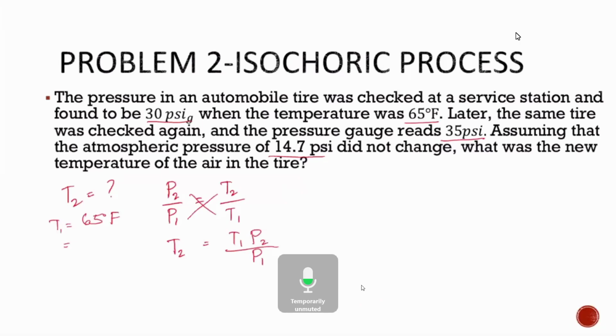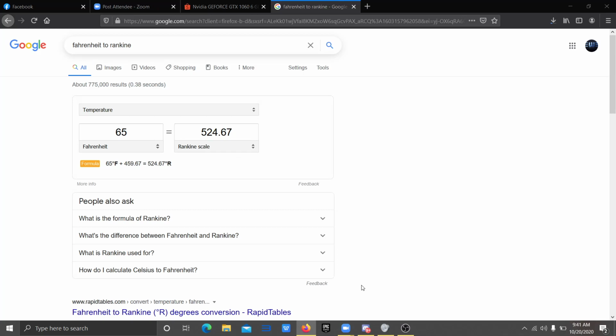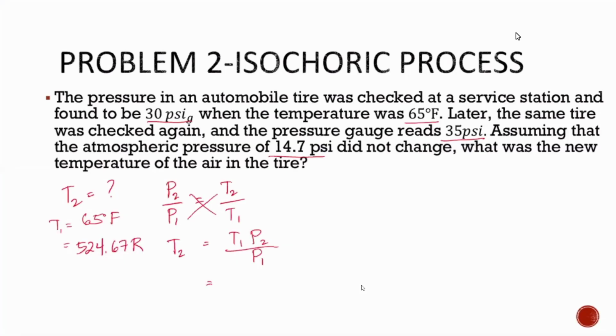Anong value? 524.67 Rankine. Okay, so we have 524.67 Rankine. Ano yung gagamitin natin na pressure 2? Ito yung panghuli, so we have P2, we have P1, sorry.